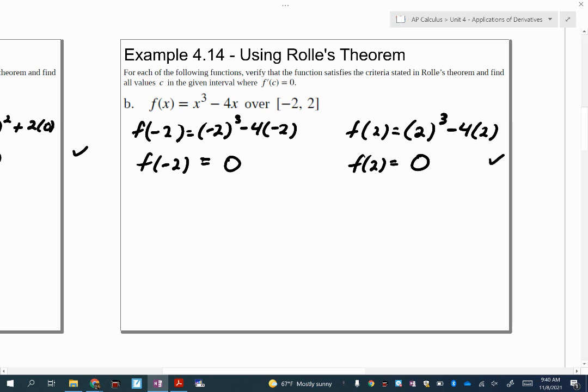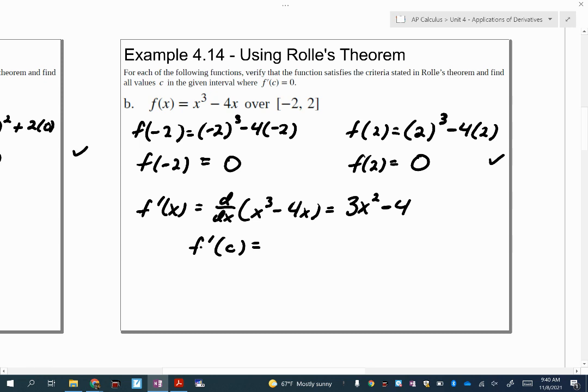Okay, so let's find the derivative of this function. So d/dx of x cubed minus 4x is going to be 3x squared minus 4. All right, so there's some value for this derivative, we'll call it c, that when I plug it into this derivative, I would get 0. So that's 3c squared minus 4 equals 0.